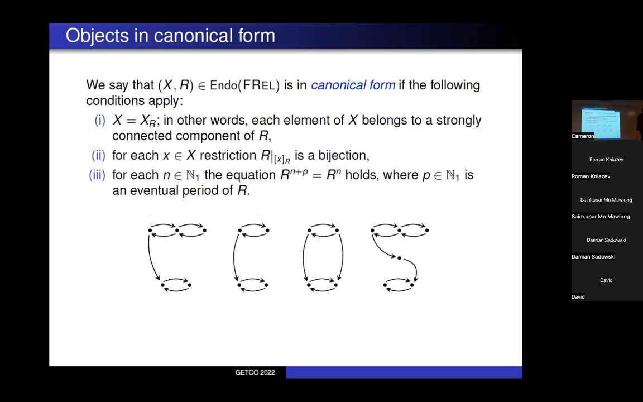All those theorems led us to the observation that there has to be a so-called canonical form of an object, and the object is in canonical form if it satisfies three conditions. First condition says that each element of the relation belongs to a strongly connected component. Second condition says that the relation restricted to the connected component is a bijection. And the third condition says that for any natural n, R to n plus p is equal to R to n.